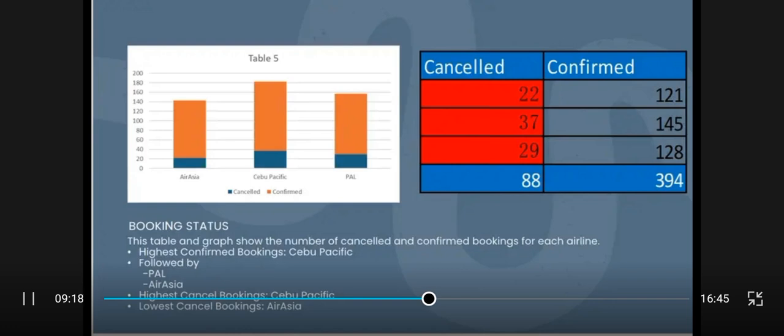The cancellation rates of Cebu Pacific recorded the most cancellations, while AirAsia had the least number of cancelled bookings. Then the Philippine Airlines falls in the middle for both confirmed and canceled bookings. So overall, while Cebu Pacific is the most booked airline, it also experiences the highest volume of booking cancellations. AirAsia, on the other hand, has the lowest number of cancellations but also the lowest count of confirmed bookings among the three.